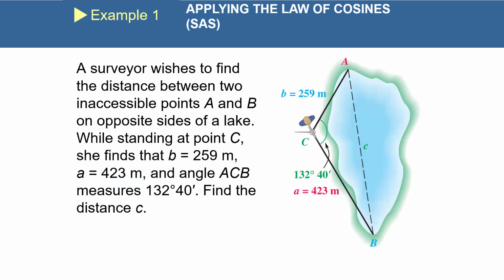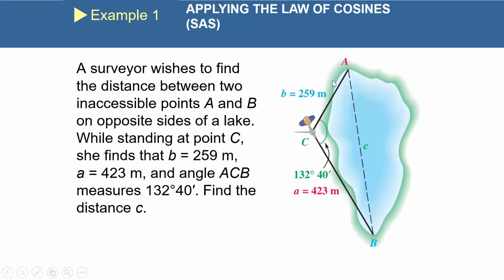All right. We're going to start with the word problem. We're going to get the word problem out of the way. Just draw the triangle. A surveyor wishes to find the distance between two inaccessible points, A and B, on opposite sides of a lake. While standing at point C, she finds that B equals 259 meters and A equals 423 meters. And angle ACB measures 132 degrees and 40 minutes. Find distance C.